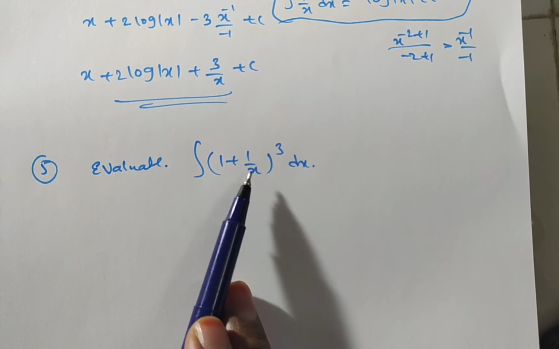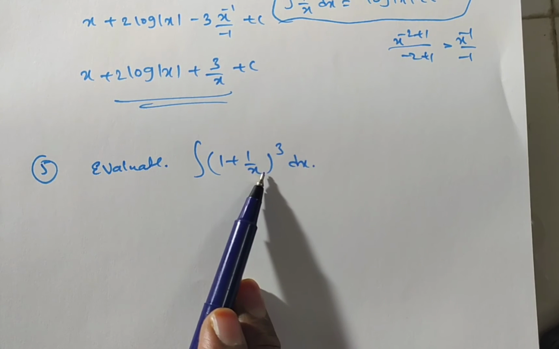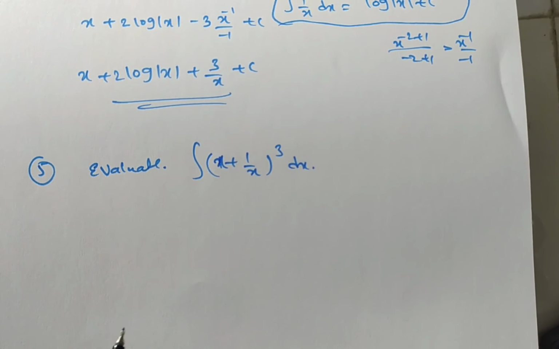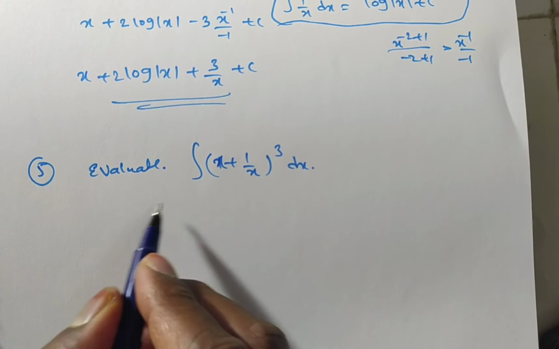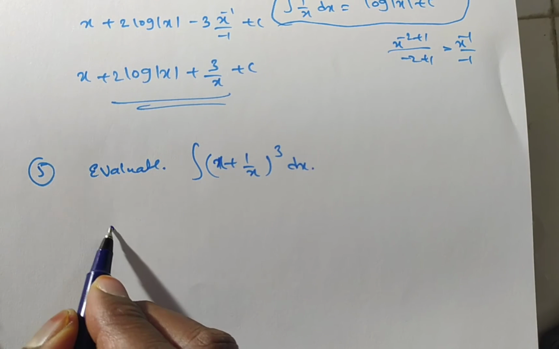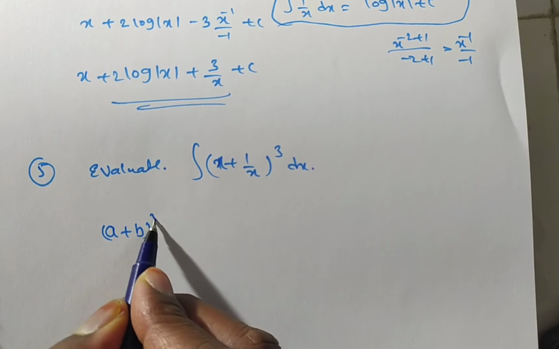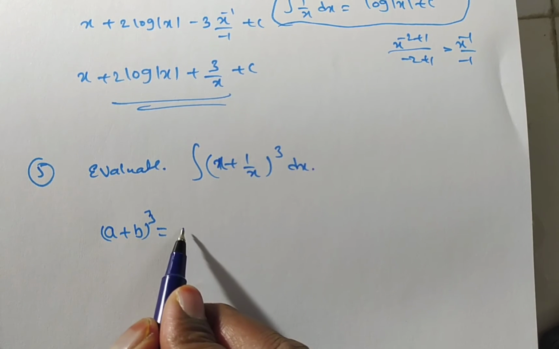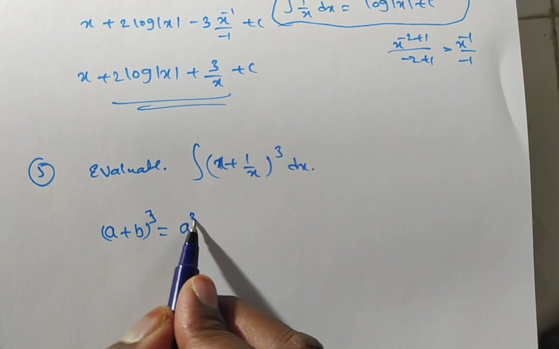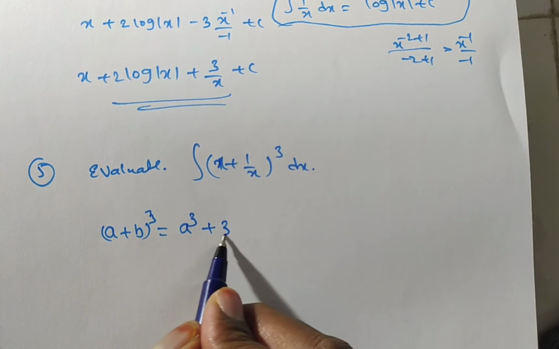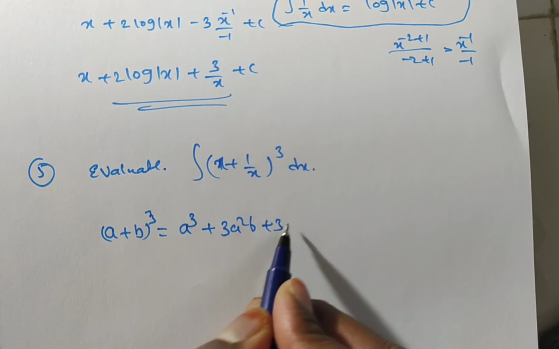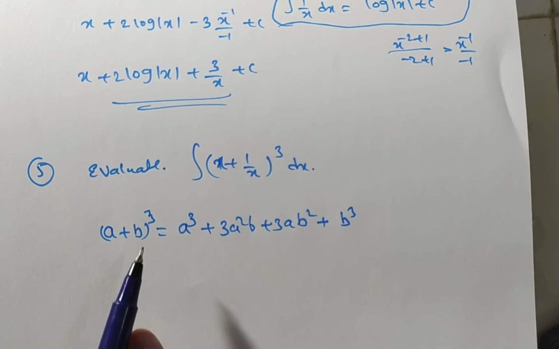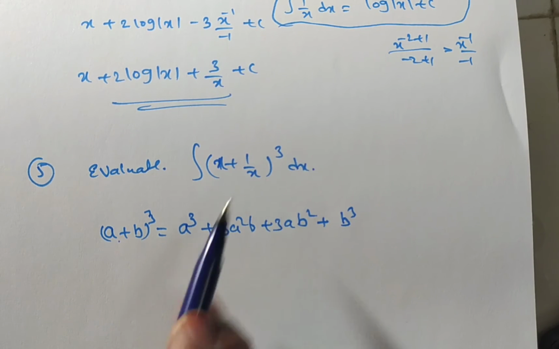Evaluate the integral of 1 plus 1 by x whole cube dx. Okay, let it be x plus 1 by x whole cube dx. Now you observe this x plus 1 by x whole cube is in the form of a plus b whole cube. What is meant by a plus b whole cube? Actually, what is the formula you have? It is a cube plus 3a square b plus 3ab square plus b cube. This is the formula. In place of a we have x, in place of b we have 1 by x.